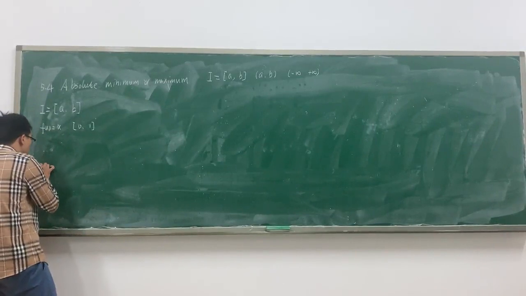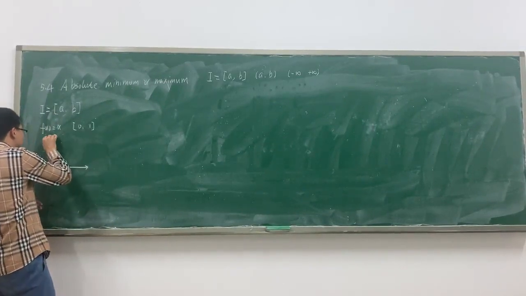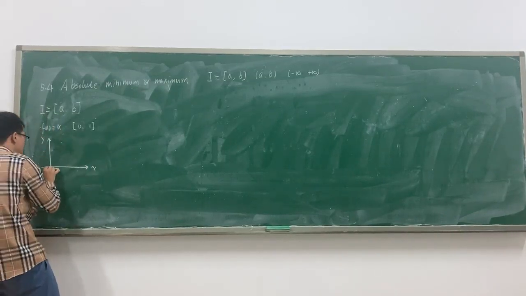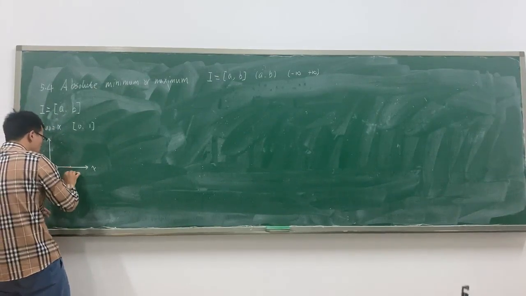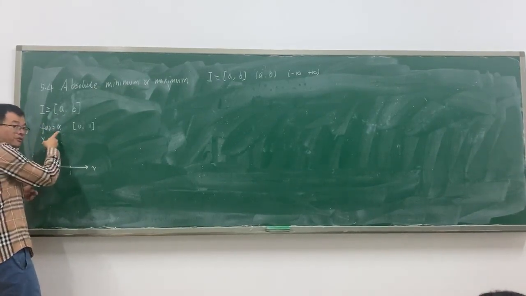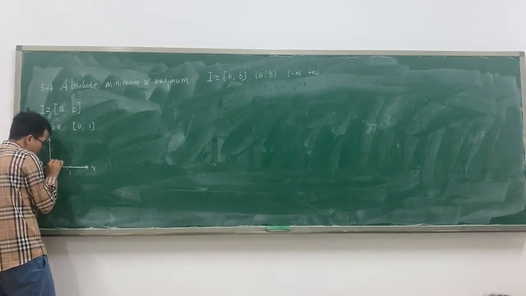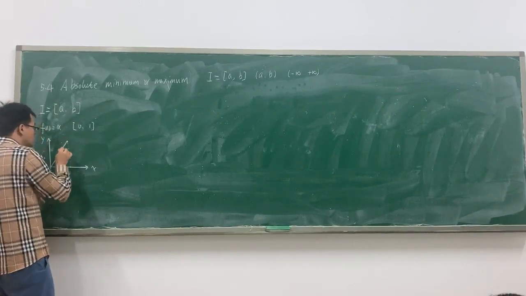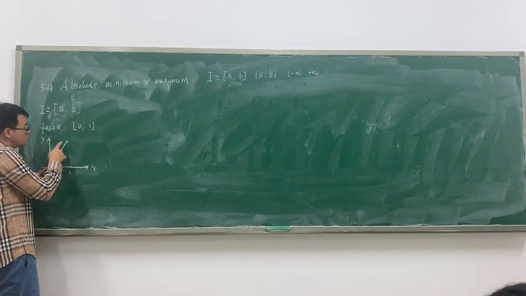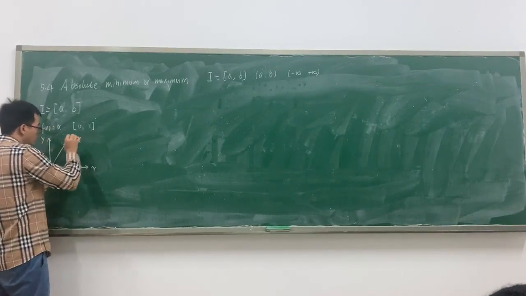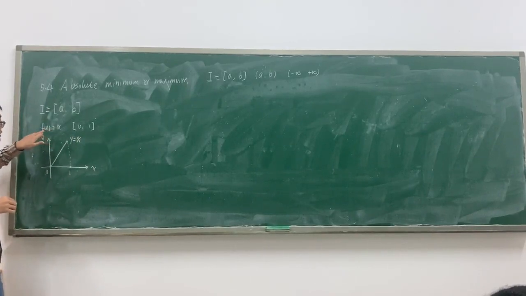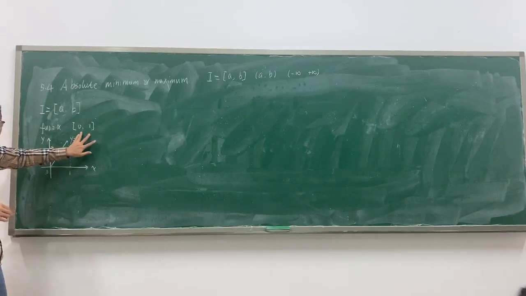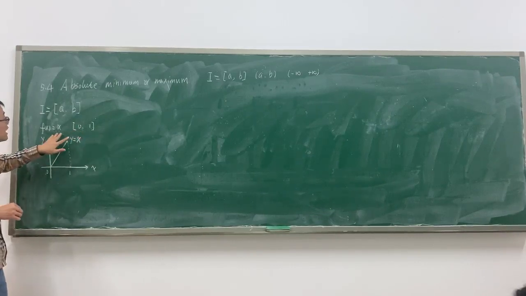So we plot it. Here is x, here is y, here is the origin. Here is 1, here is 1. So we plot the graph, actually like this. This is the graph. From here, we can see the function f(x) equal to x in this interval. What is the absolute minimum, and what is the absolute maximum?